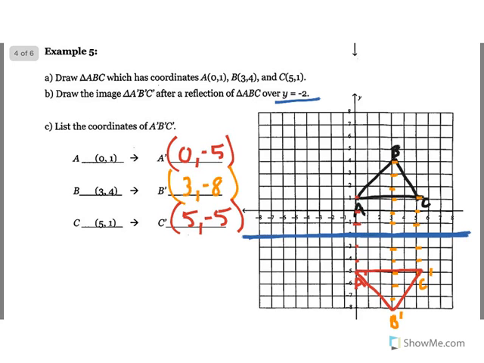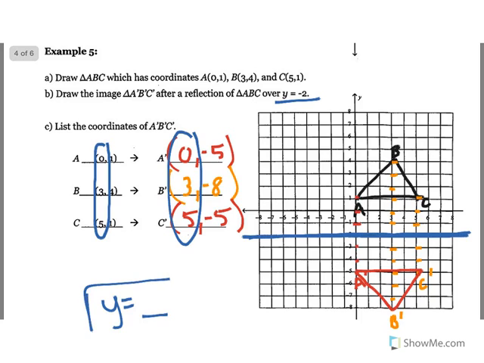Now if you look at the coordinates for your original figure, you can notice that the x values do not change, but the y values change. But you just have to keep in mind that when you have an equation of a line where it says y equals a number, you're going to use the counting method to figure out where that new position is located. So if it says y equals a number or x equals a number, you're going to use the counting method.